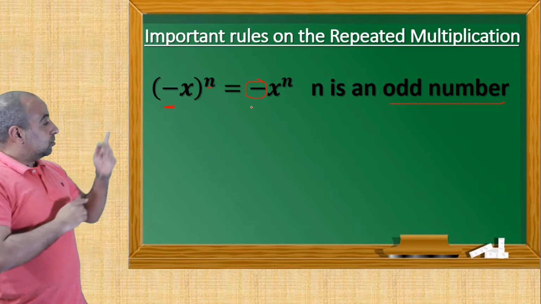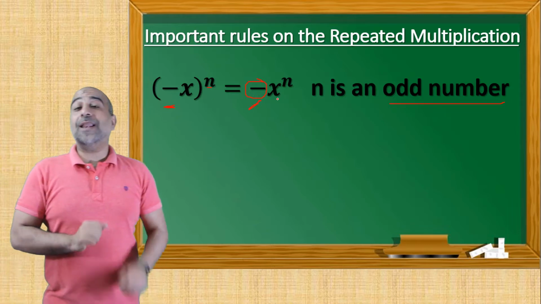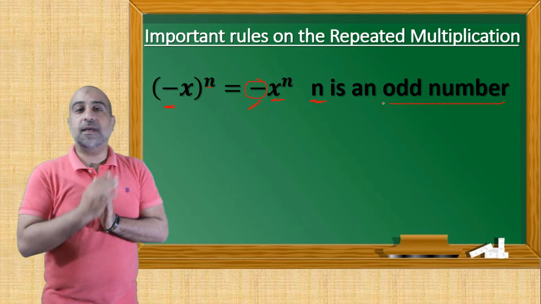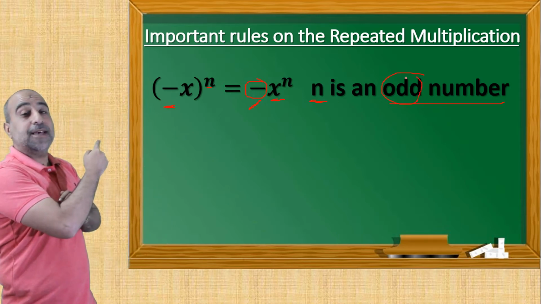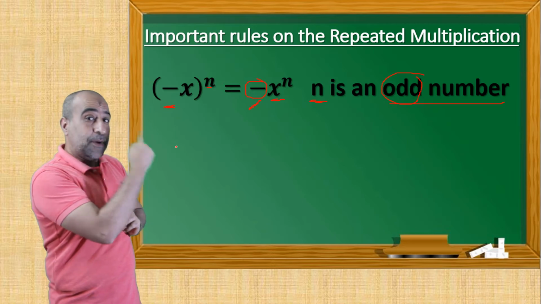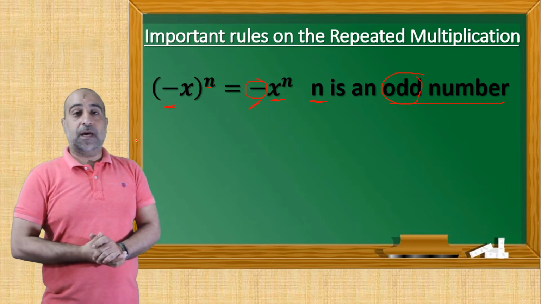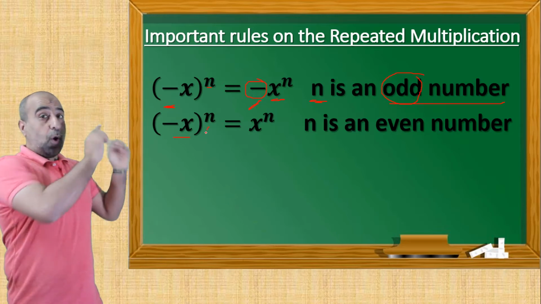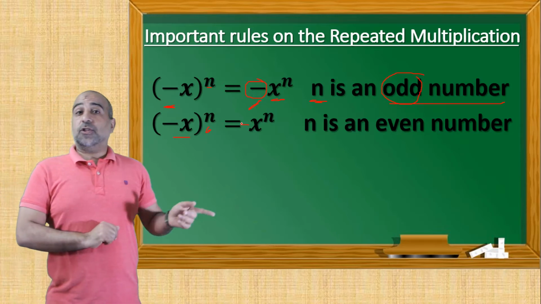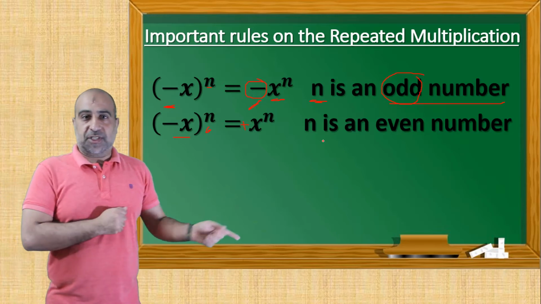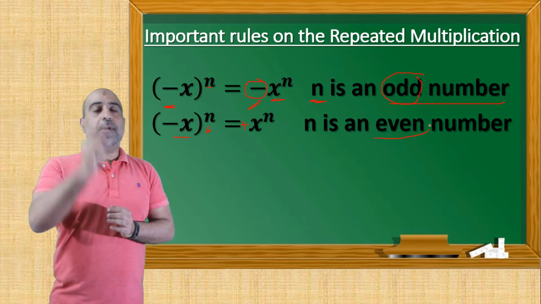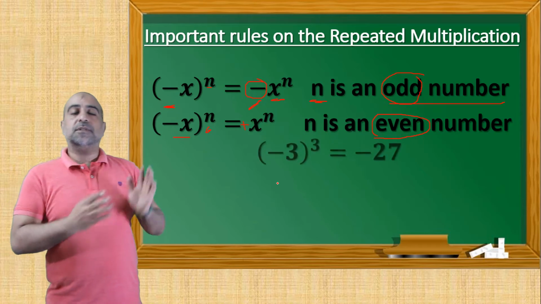(-x)^n equals -x^n when the power is an odd number, and the result will be positive, x^n, when the power is an even number.